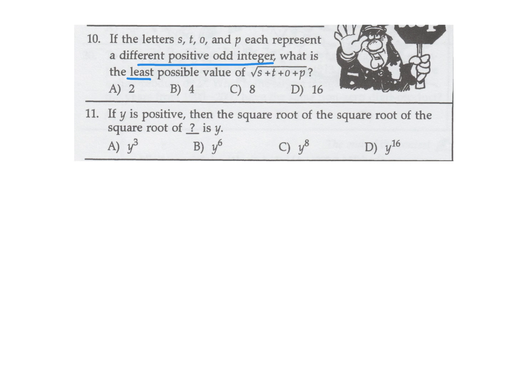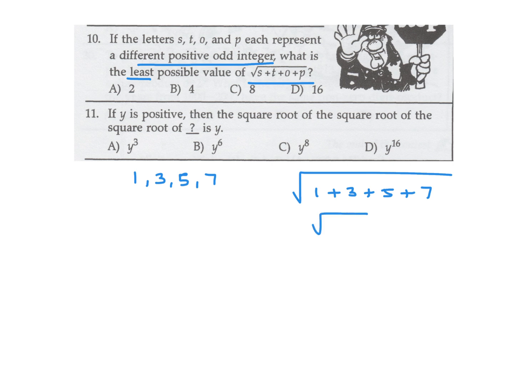So the smallest positive odd integer is 1. So let's take the 4 smallest, and then let's sub them in to this. So that would be the square root of 1 plus 3 plus 5 plus 7, and that's the square root of 16, which is 4. So number 10 is B.